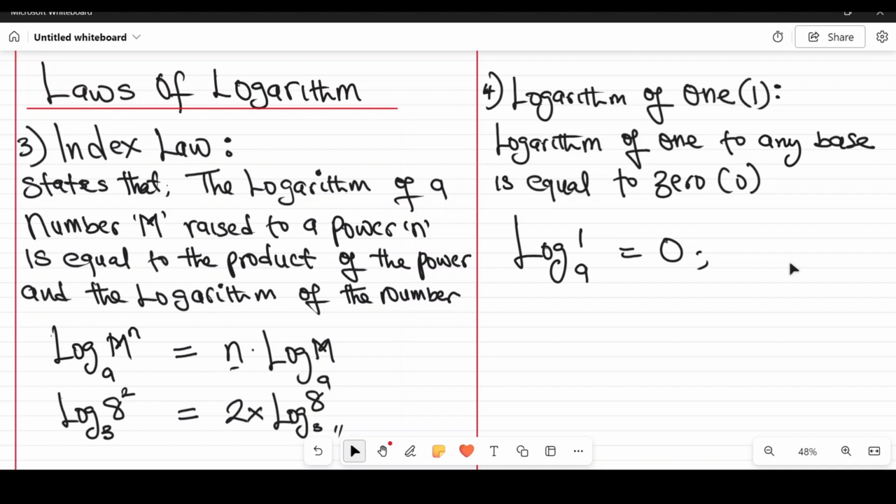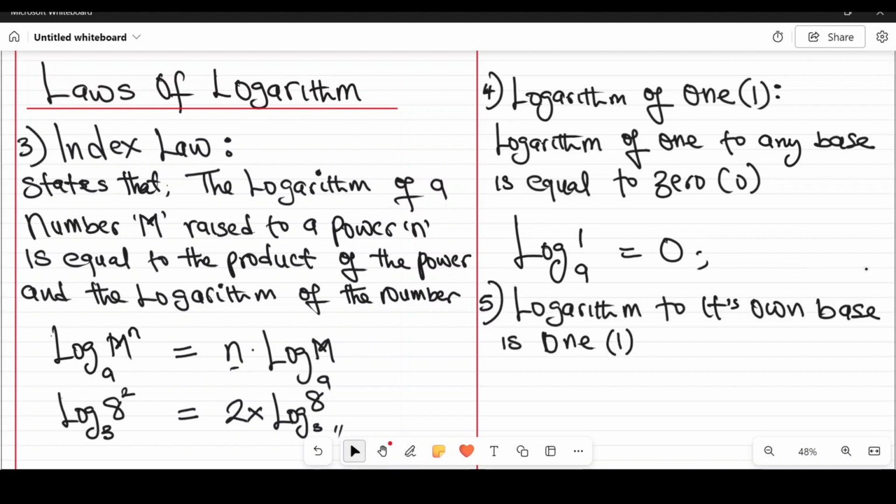And the next law we have is the fifth law. The fifth law states that the logarithm to its own base is 1. So if I have log of 10 to base 10, this is equal to 1. So the logarithm to its own base is known as 1. These are the 5 basic laws of logarithm.